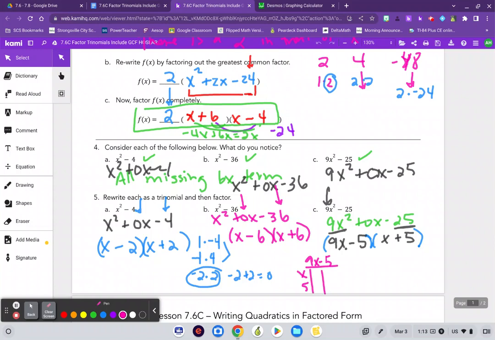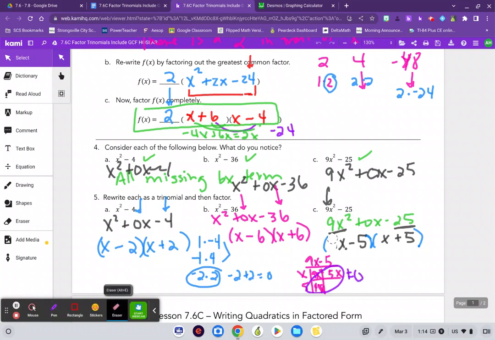And if I do that box method to check, I end up with that 9x squared, and I end up with a 45x and then a 5x here. And that 45x and that 5x are not going to give me 0. So that's not going to work.